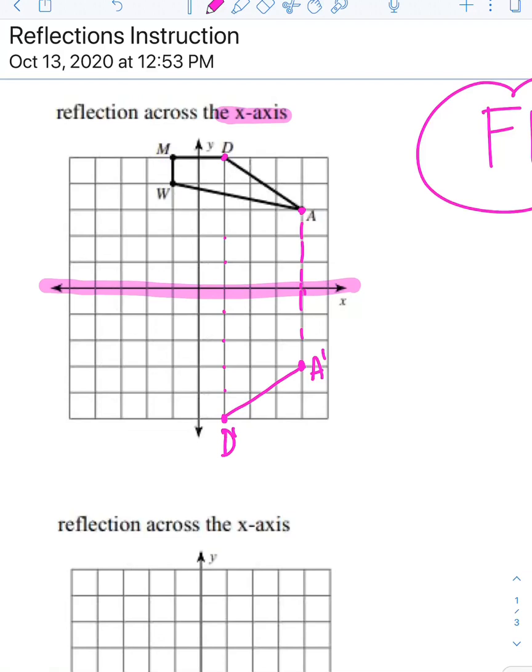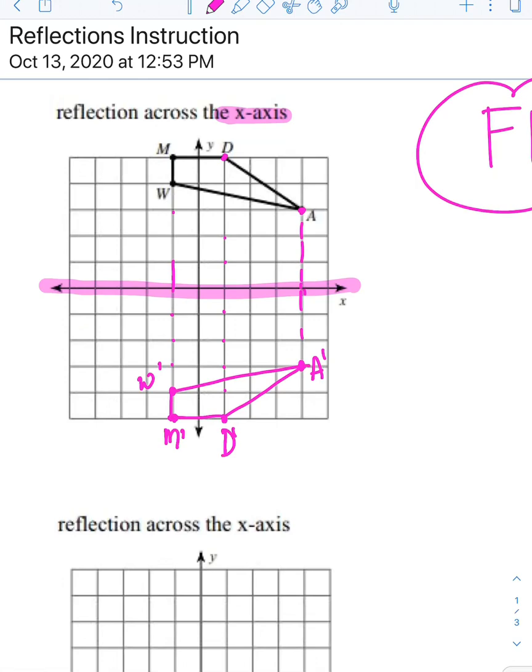Let's look at M. M is up 1, 2, 3, 4, 5. So I'm going to go down 1, 2, 3, 4, 5. And that's going to be my M prime. And W is up 1, 2, 3, 4. So I go down 1, 2, 3, 4. Okay, and that's going to be W prime.